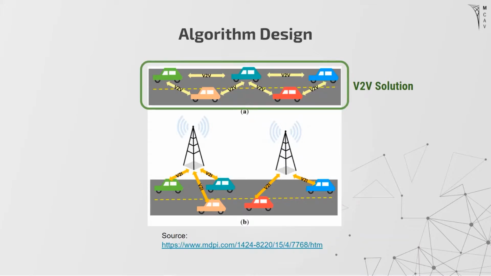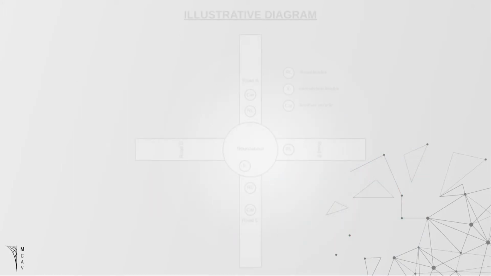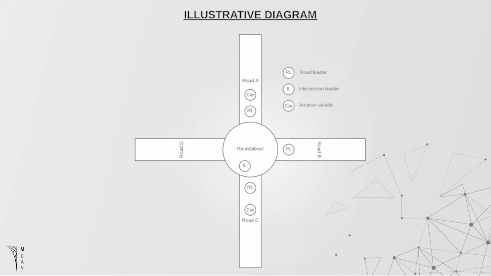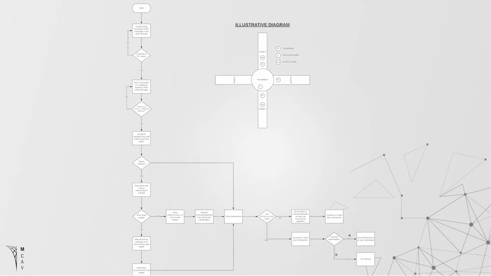Numerous V2V intersection control papers were also examined when considering the design of our algorithm. In the end, we decided to use the Weimar algorithm as a foundation, which simulates traffic flow as a roundabout. We will now explain at a high level how our algorithm behaves. The intersection control algorithm is split into three main sections.